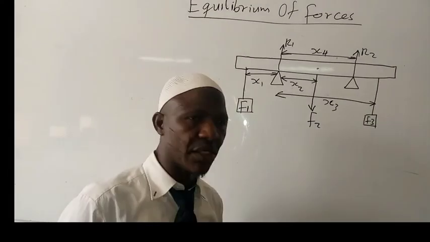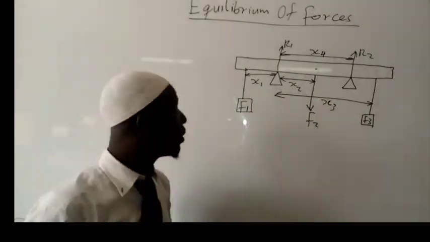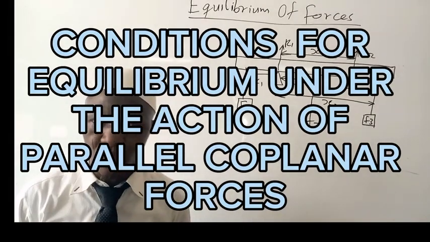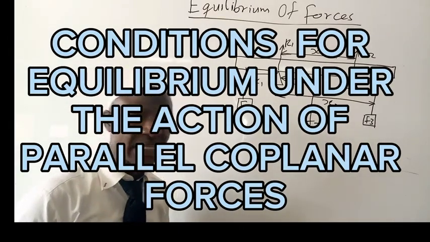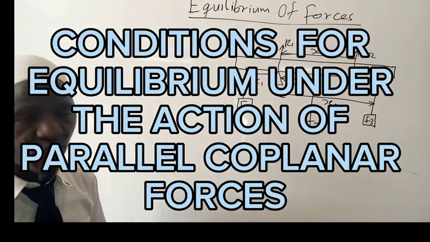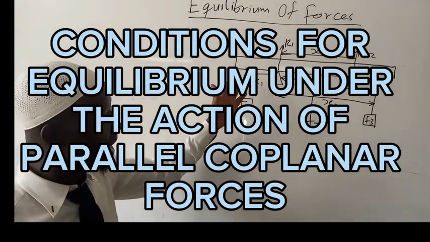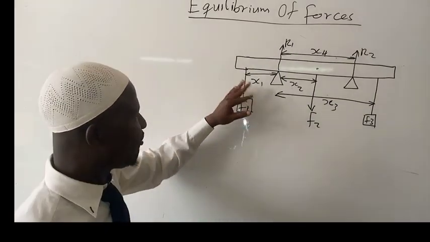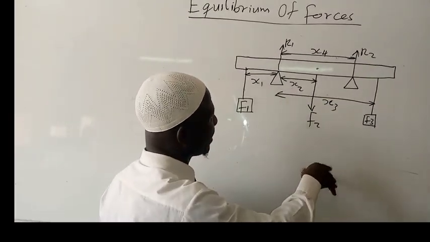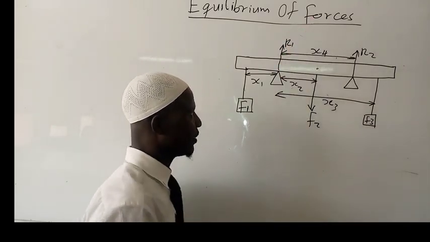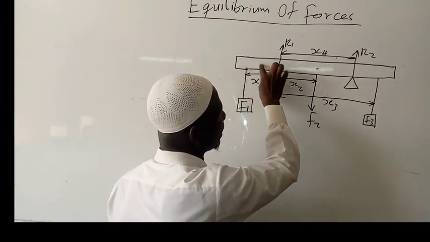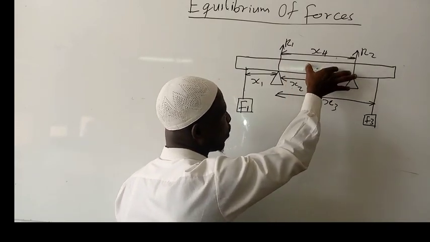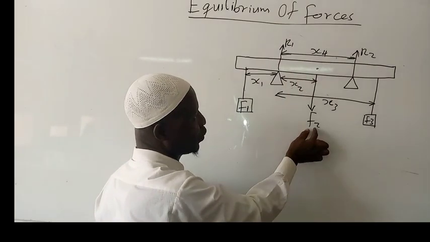This is the second part of the topic under equilibrium of forces, and we are going to start from the condition for equilibrium of forces, especially under parallel coplanar forces. If you look at the diagram, you see that we have 5 forces, 3 forces acting downward, then 2 upward. Let's assume this was a metal rule with weight F2.